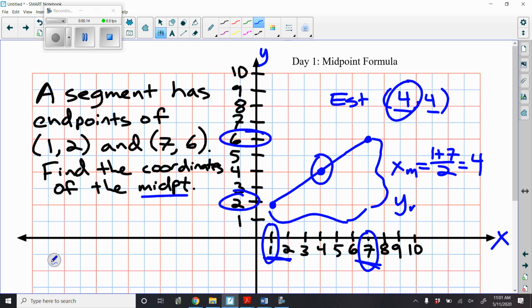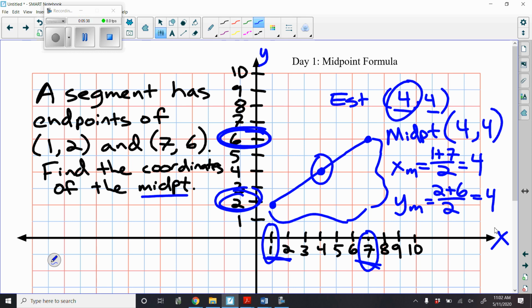Find the y midpoint, right? I want to average the y's. So I want to take this y and this y, and I want to add them up and divide by 2. 2 plus 6 is 8. 8 divided by 2 is 4. And I always want to write my midpoint as a coordinate. So I want to write it as the point 4.